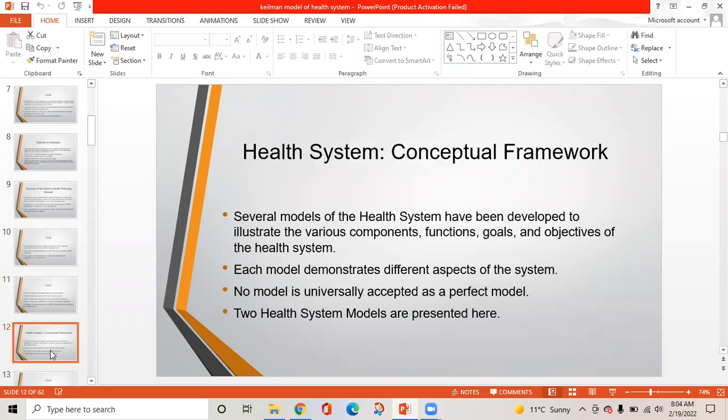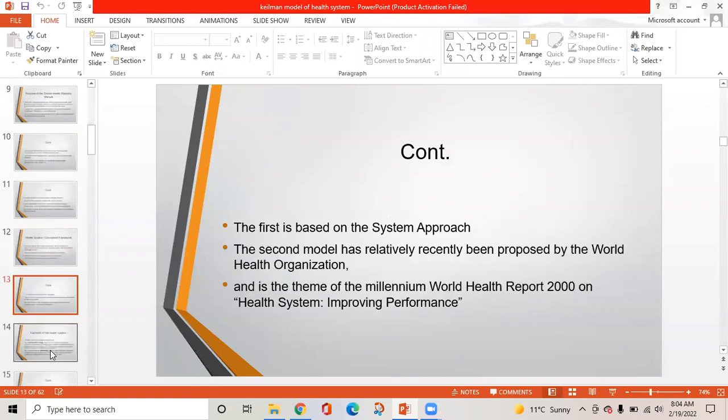Health system conceptual framework. Several models of health system have been developed to illustrate the various components, functions, goals, and objectives of the health system. Each model demonstrates different aspects of the system. No model is universally accepted as a perfect model. However, two health system models are presented here. First is based on the system approach. The second model has relatively recently been proposed by WHO and is the theme of the World Health Report 2000 on health systems: improving performance.